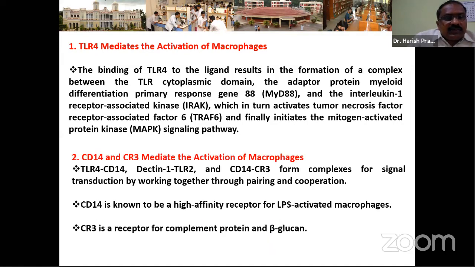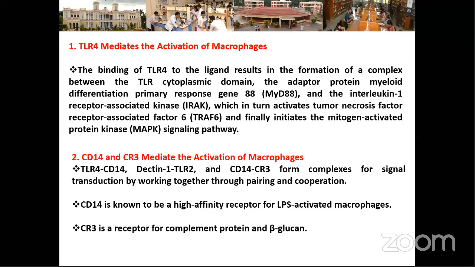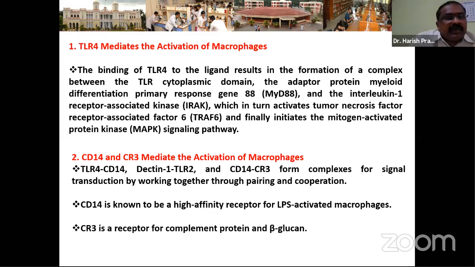CD14 and CR3 mediate the activation of macrophages. Here a dual combination happens: TLR4 with CD14, dectin-1 with TLR2, and CD14 with CR3 form complexes for such signal transduction to happen. With this pairing and cooperation, it brings about the activation of the macrophage.